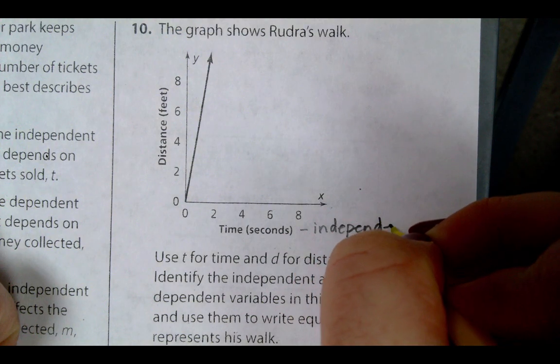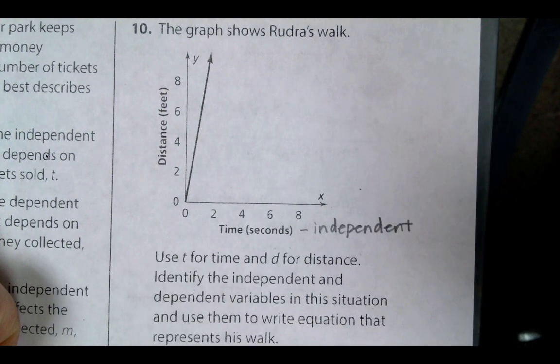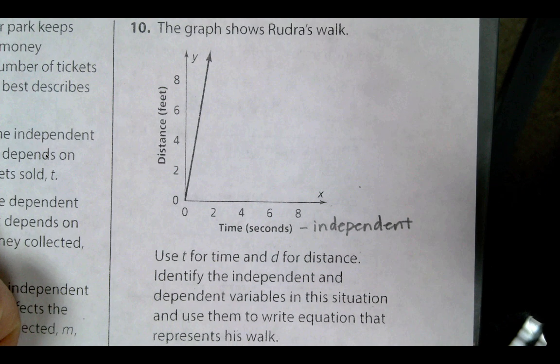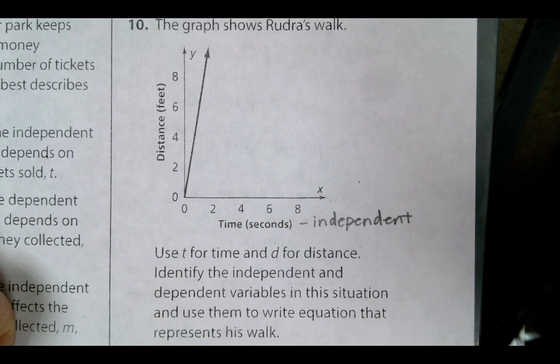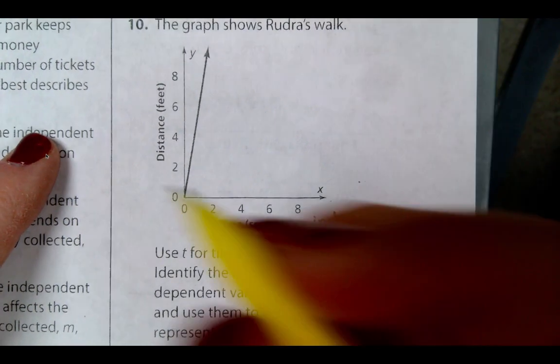I can't remember if it's like that on your test. So you should know x is my independent, y is my what? And then y is my dependent. Guys, what's my dependent variable? Distance.